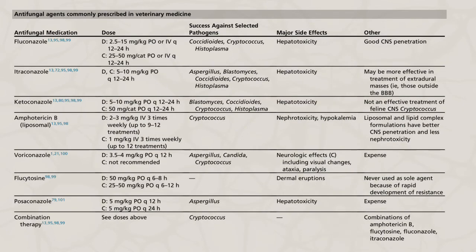Ketoconazole and itraconazole, mainstays in extraneural mycoses, are poor choices, except perhaps with extradural masses. Combination therapy may be appropriate, such as flucytosine or amphotericin. Liposomal or lipid complex amphotericin B formulations show improved CNS penetration and reduce nephrotoxicity. Prolonged duration of treatment is indicated.